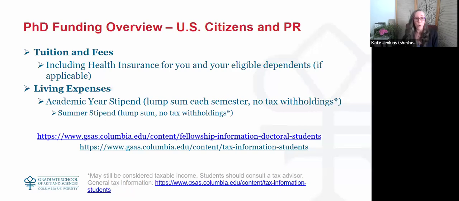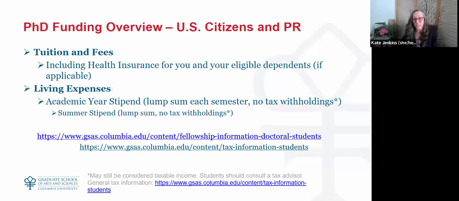And so for any stipends as a U.S. citizen or permanent resident, it's a lump sum at the beginning of each semester or the beginning of the payment period, like summer. And for U.S. citizens and permanent residents, there are no taxes withheld. So the gross and net amounts will be equal. Now, that does not necessarily mean that this is not income that you should be reporting for taxes. However, it does mean that no taxes are withheld.